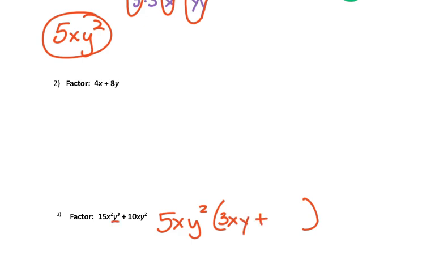Plus, now factor out the second term. 5 out of 10, we get 2. All of our x's go, and all of our y's go. So here in factored form, and all I can do is put my parentheses right here, is our answer. 5xy squared times the quantity 3xy plus 2.